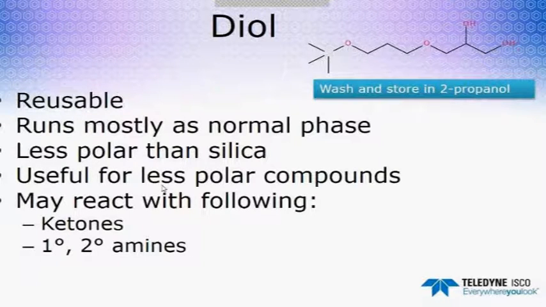Going on to the alternate media, as I call it, we have a Diol column. It generally runs as a normal phase column, although there are exceptions. It's less polar than silica, and it's useful for less polar compounds. You might recall from your organic chemistry that the diol can act as a protecting group for ketones, and it can also react with primary and secondary amines. This usually happens if you add an acidic modifier to your solvent system. I haven't had any issues with ketones running without modifiers using this column.